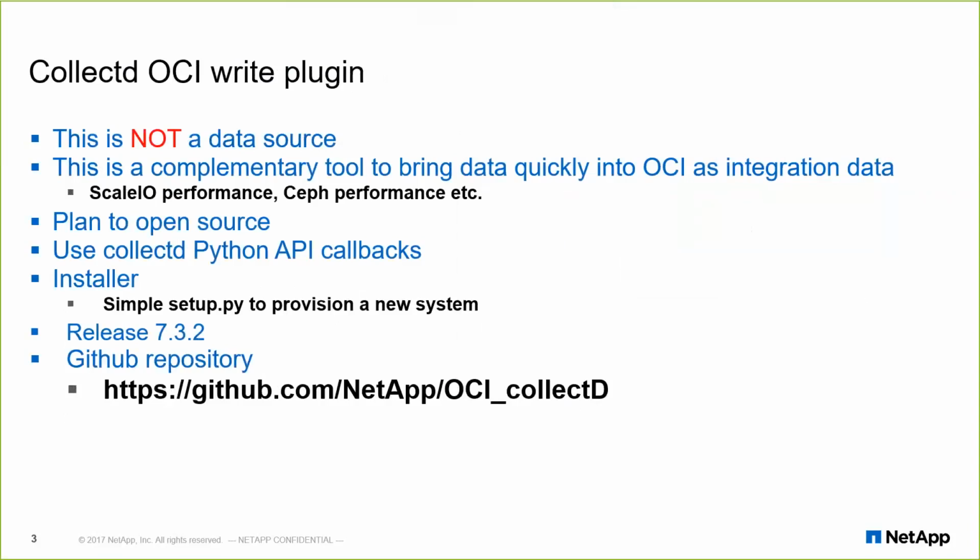It uses the REST API, so it is not defined as a data source, and that has some interesting repercussions later when we talk about how to use this in the system. This is a complementary tool to bring data into OCI. Obviously, there are the normal mechanisms, but this can bring in statistics and data that would normally be outside of the purview of the data collectors and data sources that the NetApp team writes.